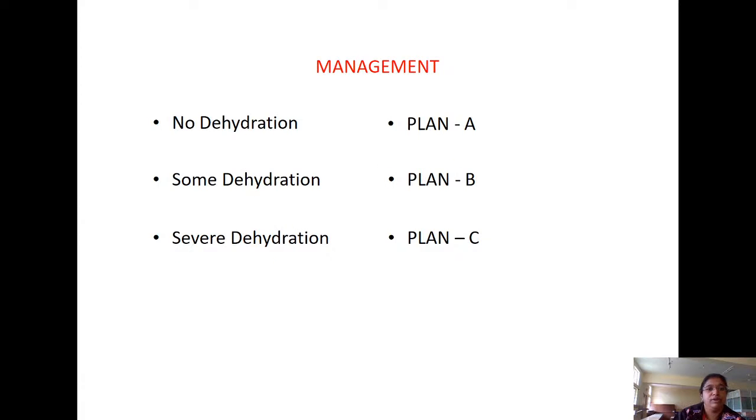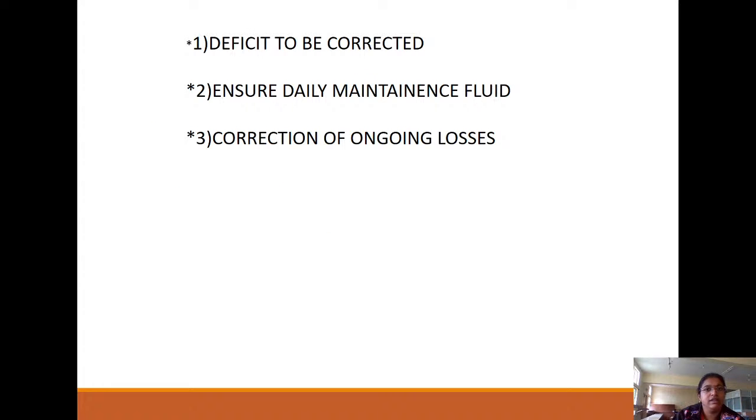Okay, so first you are going to go for plan A, no dehydration. First thing is, if any deficit is there, you have to correct that. You have to also ensure daily maintenance fluid and correction of ongoing losses. So three things you have to do. One is the deficit you have to correct. Second is ensure that there is daily maintenance. And third is ongoing losses. Otherwise the child is going to land up in the same problem.